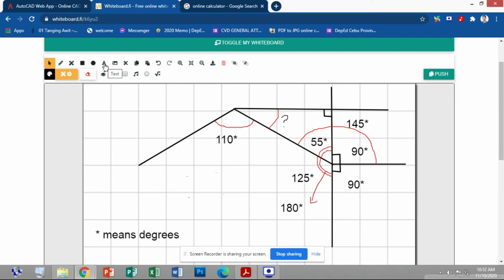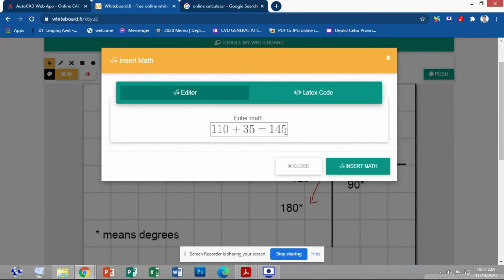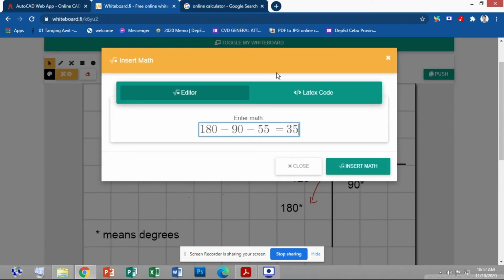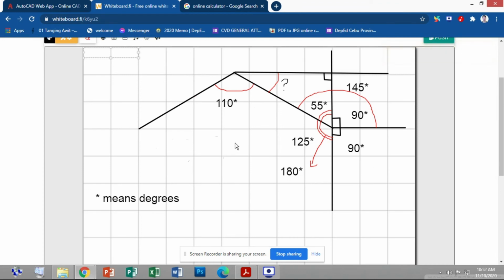So, mangyayari niyan, 180 minus 90 minus 55. So, isa-solve natin. Okay, we have 180 minus 90 minus 55. The answer is 35. So, we have 35. Insert natin yan. So, yan. Meron pala tayong 35.